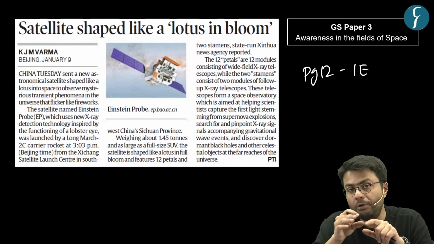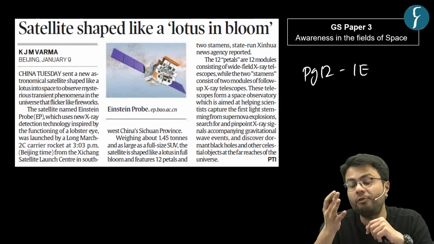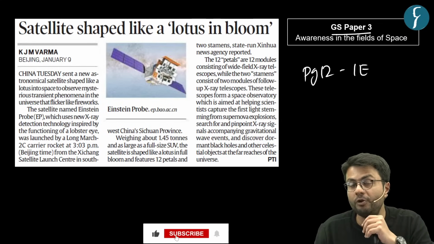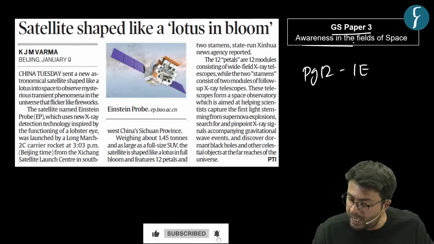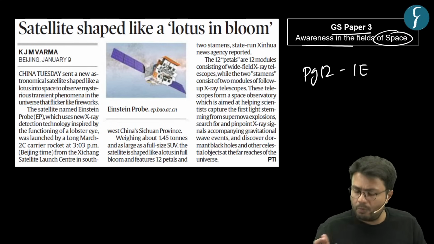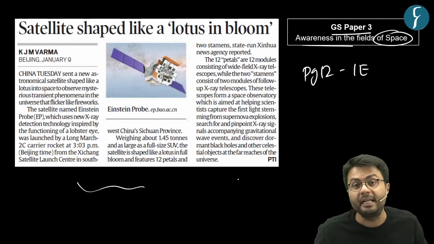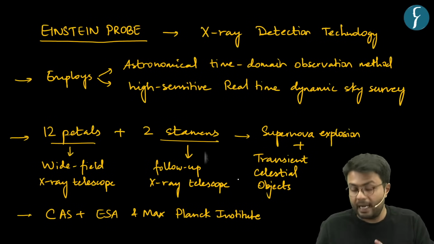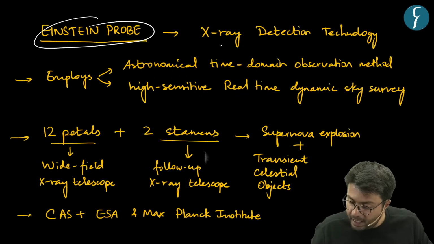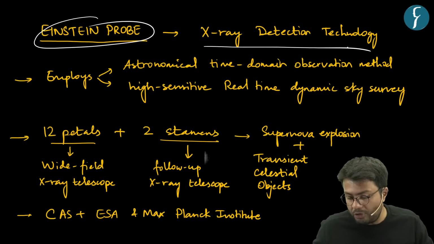Now this particular news article is important from GS paper 3 perspective, because the UPSC syllabus asks us to be aware in the fields of space. Now let us know more about this lotus satellite. Now this satellite is called Einstein Probe, and it helps to detect X-ray emissions.